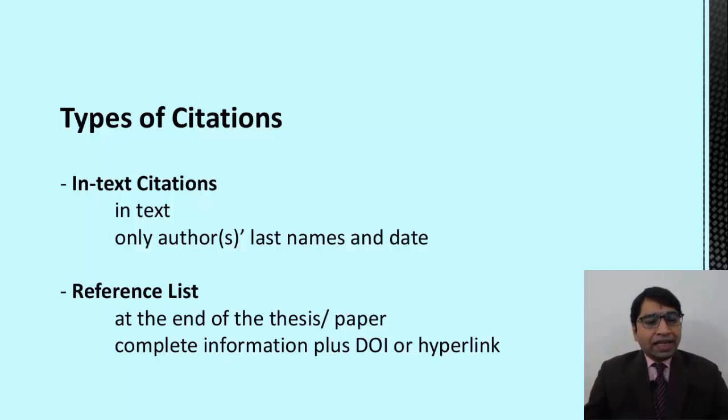The second is the reference list, which is at the end of the thesis, dissertation, or research paper. Now, that contains complete information: author's name, year of publication, article title, journal name, volume, issue, DOI, and everything like that. We are going to talk about it in detail in the coming slides.